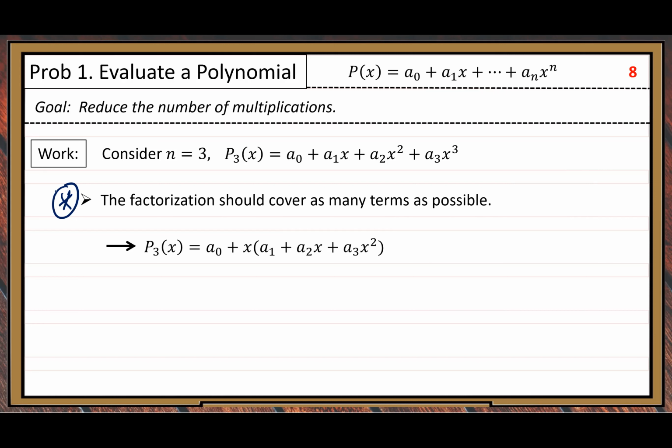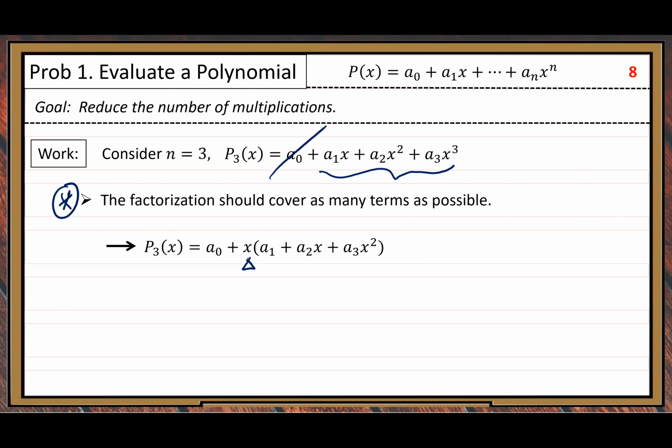This decision is important. The factorization should cover as many terms as possible. So let's look at this factorization. Because we cannot find a common factor for all 4 terms. We have 4 terms in this polynomial. But if we skip the first one, we do not consider the first term, A0, the constant term, and we only look at the last 3 terms, then we can find a common factor, x. Because we get a common factor for the last 3 terms, we can factor it out and write it in a similar way as our previous one. That's this one.